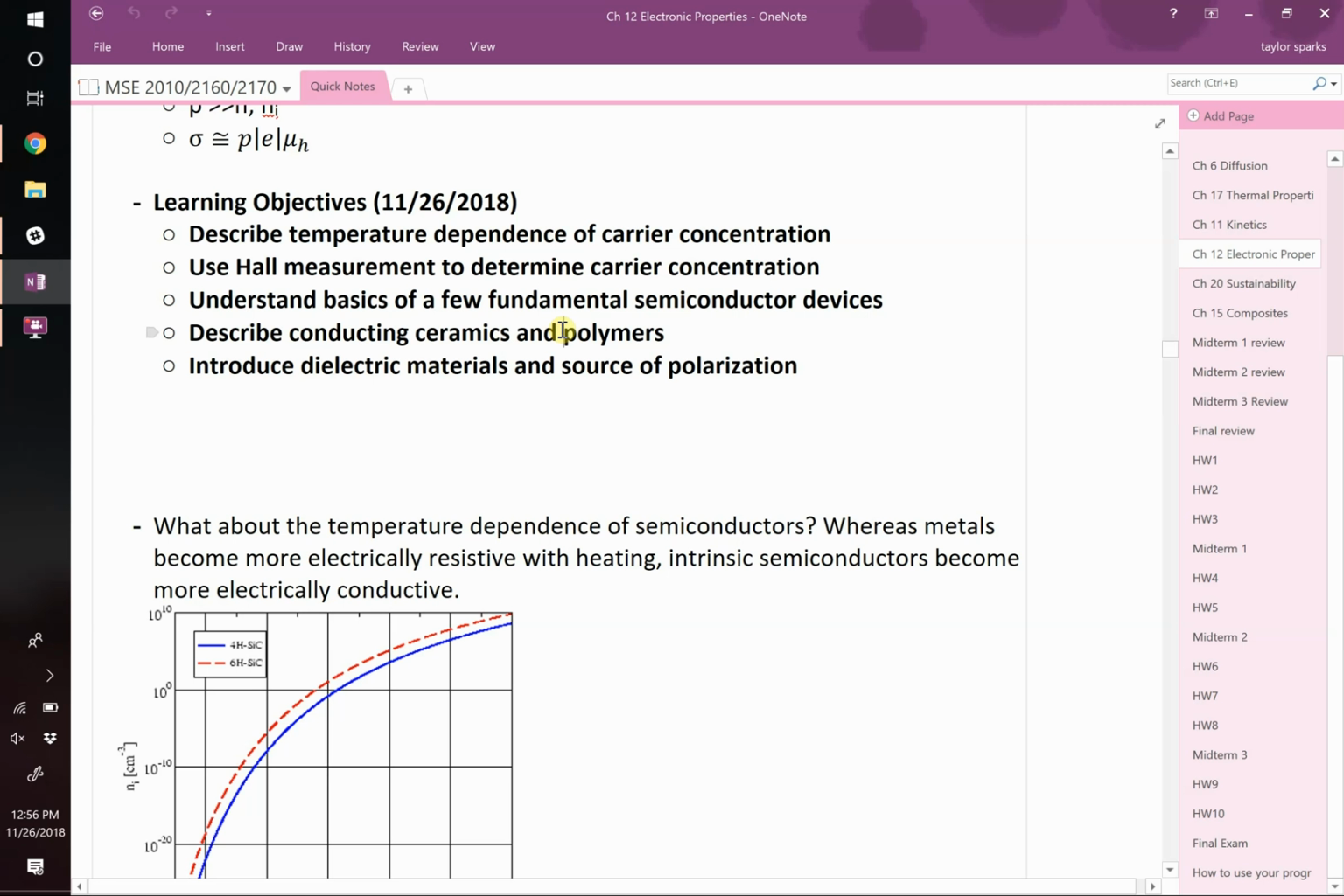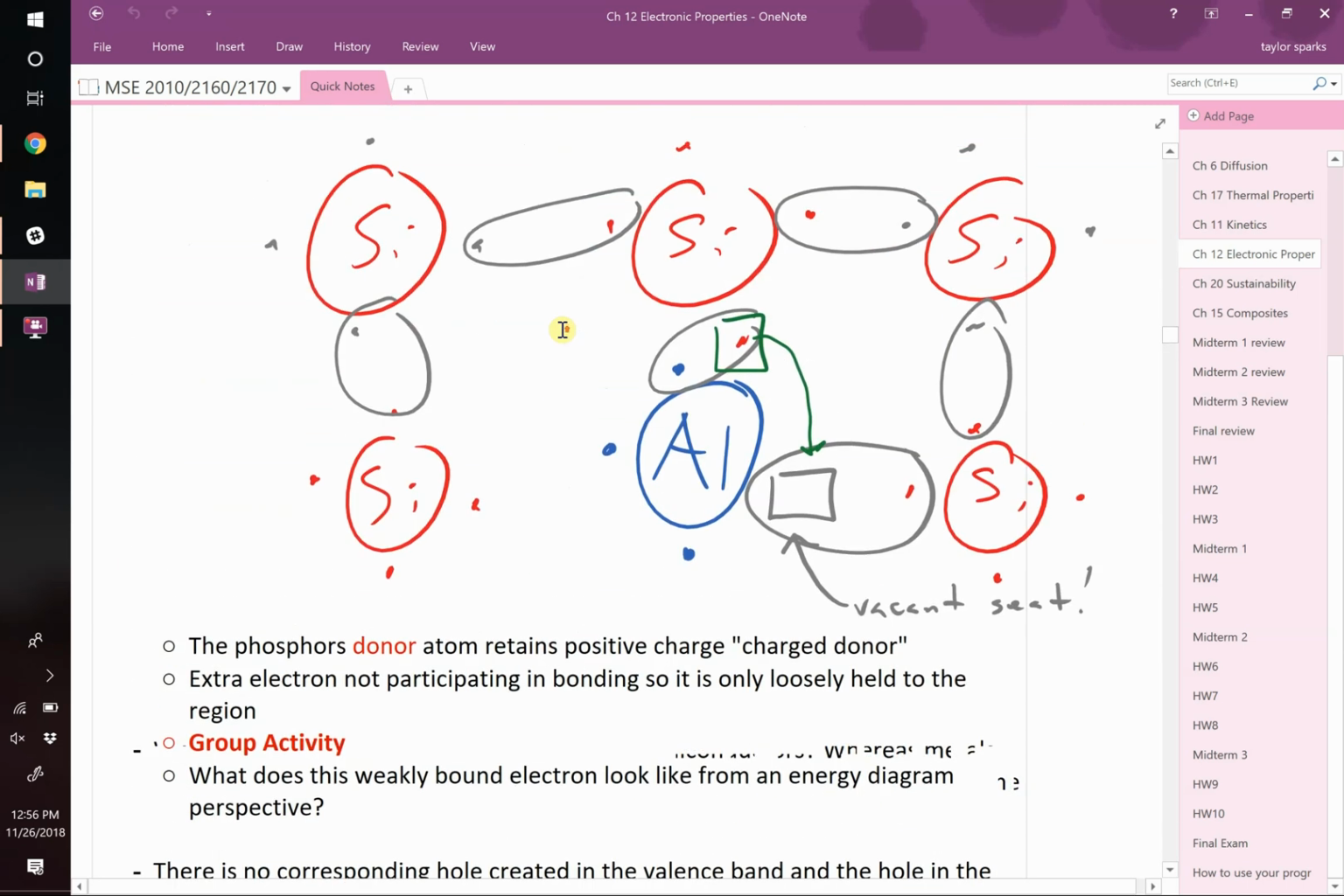By the end of class, we're going to talk about how ceramics and polymers can be made to conduct electricity, which is pretty wild. And if we have time, we'll get into dielectric materials. So let's pick up where we left off last time.